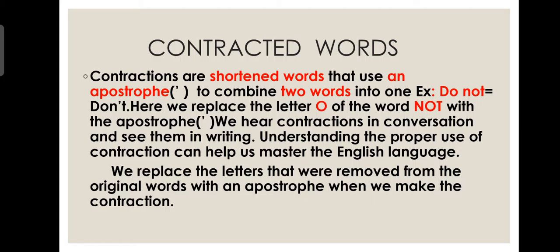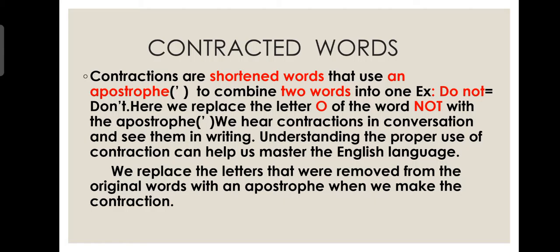So now let us move on to contracted words. What's the meaning of contraction? Contraction means to make something smaller or to squeeze together. Okay? So contractions are shortened words that use an apostrophe. You must have seen this mark in punctuation. This is called an apostrophe. So in making a contraction, the work of this apostrophe is to replace the letters when we make a contraction. So what we do in contraction, we combine two words together.